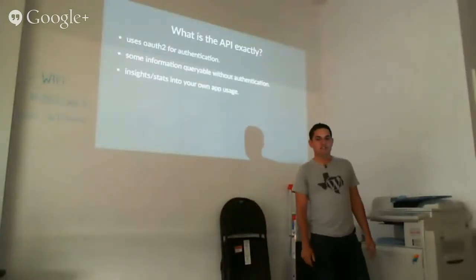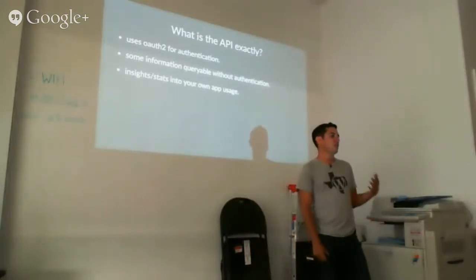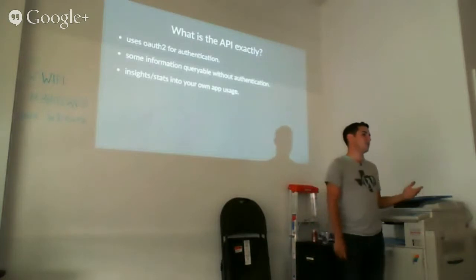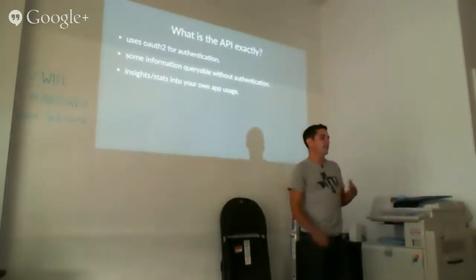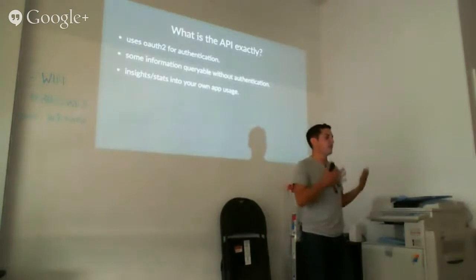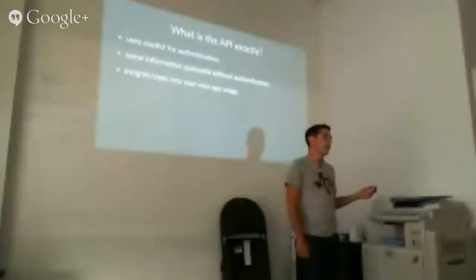For authentication, it uses OAuth 2, and some of the information in it is queryable without authentication. So anything that you would be able to access normally on a WordPress site without having to log in, you will be able to do the same thing with the API. For example, if you have a site that's public, that's not private in any way, and you're trying to just fetch the posts on that site, you'll be able to do that without requiring any kind of authentication.